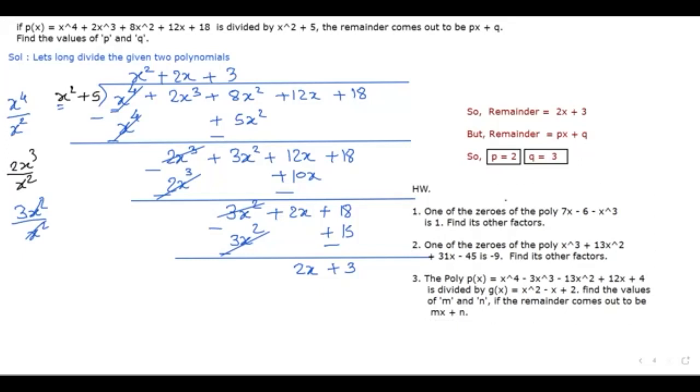These 3 questions are for homework. Have you all written the homework part? Yes, sir.